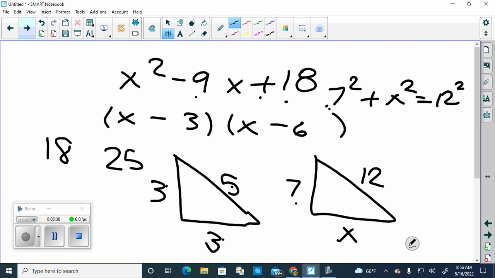So that 18 and 25 is a good example. They give you three numbers and they want to know: is it a right triangle, an acute triangle, or an obtuse triangle? How do we find that? We just said we found a right triangle because we square this, and if it equals this, it's a right triangle. How do I know when it's acute or obtuse?